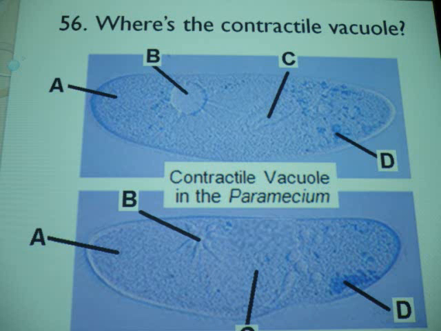Now there is a paramecium. I see the contractile vacuole in both of them. But which one has it full of water? This one is full of water. He just got through spitting. So that's the contractile vacuole. He needs to spit. He just finished.